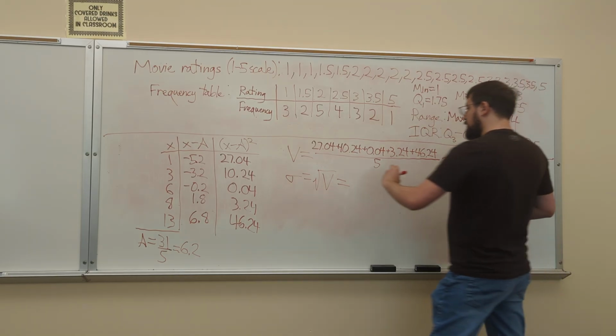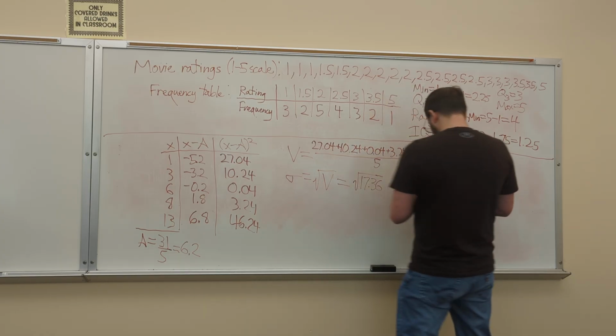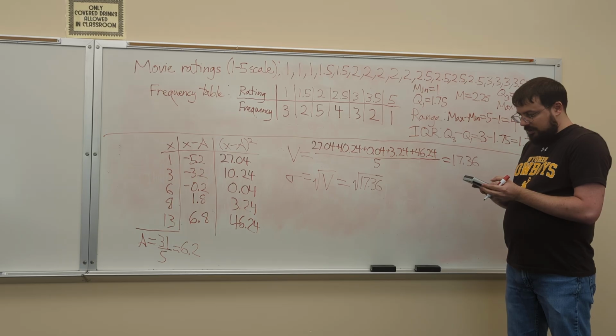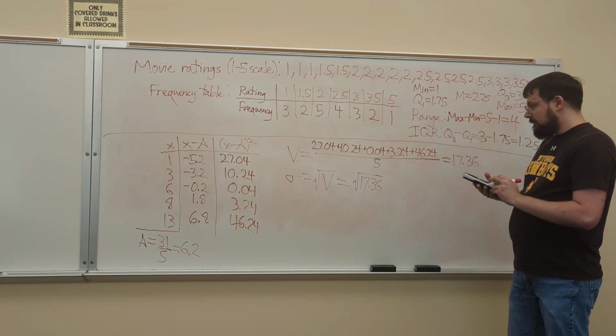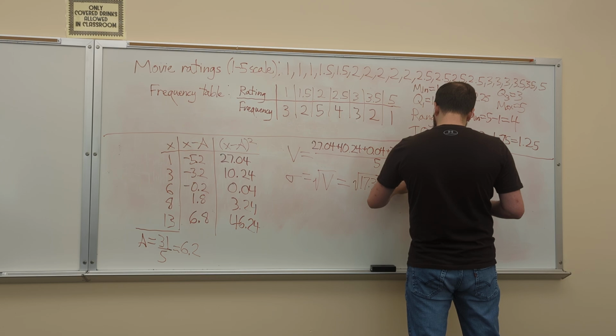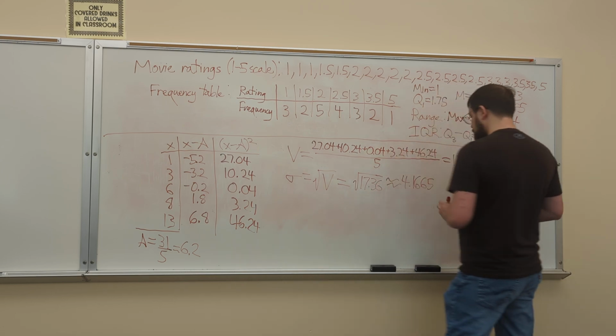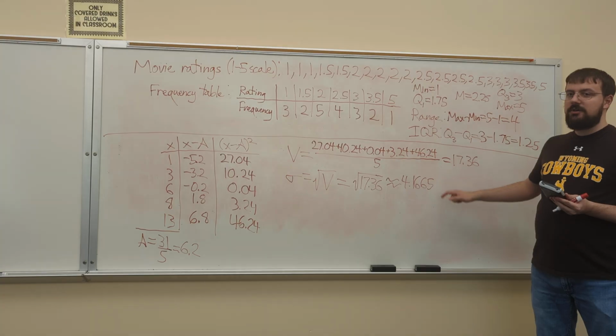And then the standard deviation is just the square root of our variance. So we're just going to take the square root of 17.36, which is going to be 4.1665. So this would be the standard deviation of our data set.